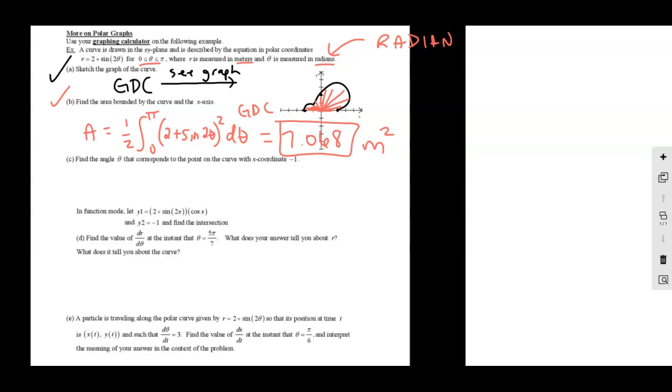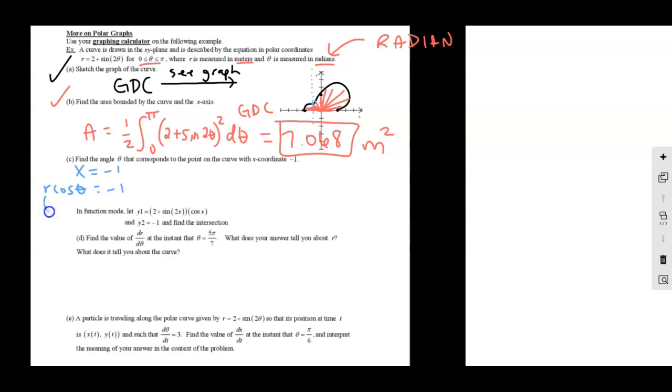It says, find the angle theta that corresponds to the point on the curve with the x coordinate of -1. So I can see x equals -1, like I can see that. And I know there's a point. It may not be exactly at that point where the little depression was, but there is a point on the curve where the x coordinate would be at -1. But remember for polar, we know x is r cosine theta. And so we're going to want r cosine theta to be -1.